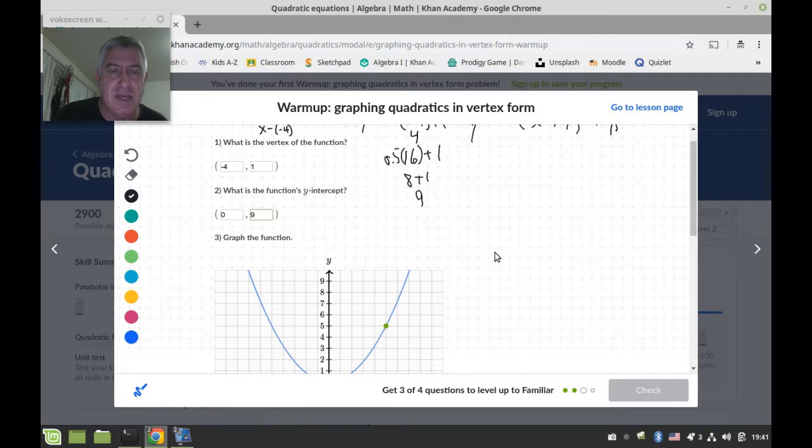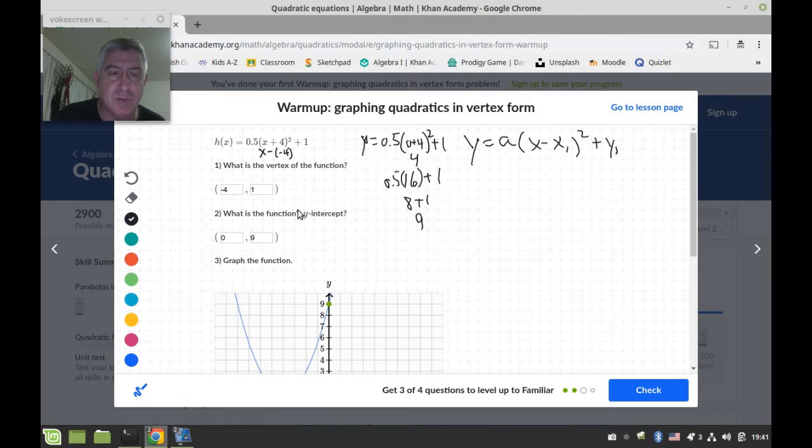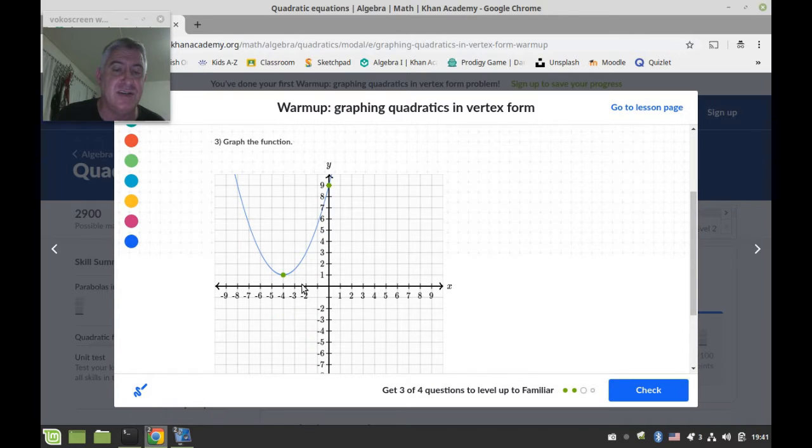Okay. And then I want to graph the function. So now I have 2 points. I have negative 4, 1. And I have 0 and 9. And I get this shape here. And oh, now it becomes obvious. Why did they ask us what is the function's y-intercept? Why didn't they ask what is the function's x-intercept? Let's look here. How many x-intercepts does this have? It has 0 x-intercepts. So that's why they didn't ask that question.